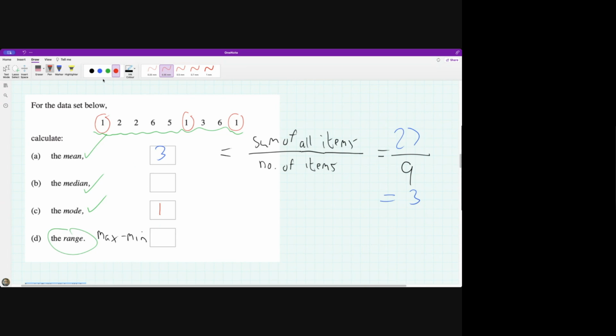For the median, I need to rank the data from smallest to biggest. So what I'm going to do is take those 1s, which are the smallest, and write them down. Then what's next? It's 2 2s. Then I've got a 3. Then what have I got? A 5. And then 2 6s. So if I want to know where the median is, how many do I have? 1, 2, 3, 4, 5, 6, 7, 8, 9.